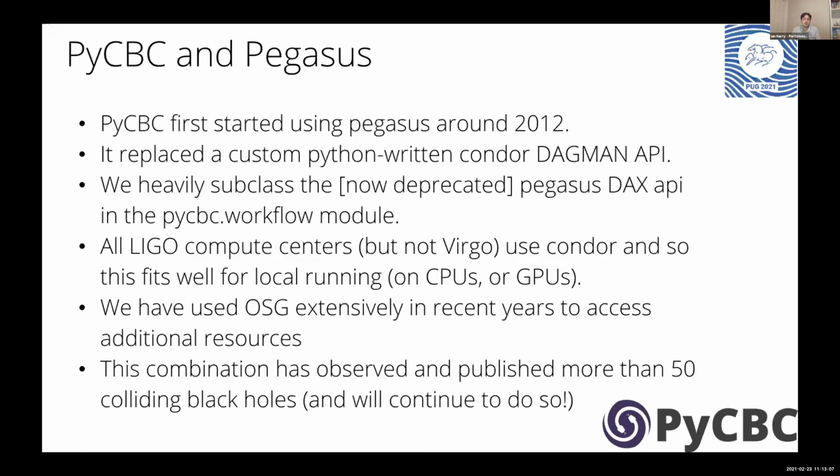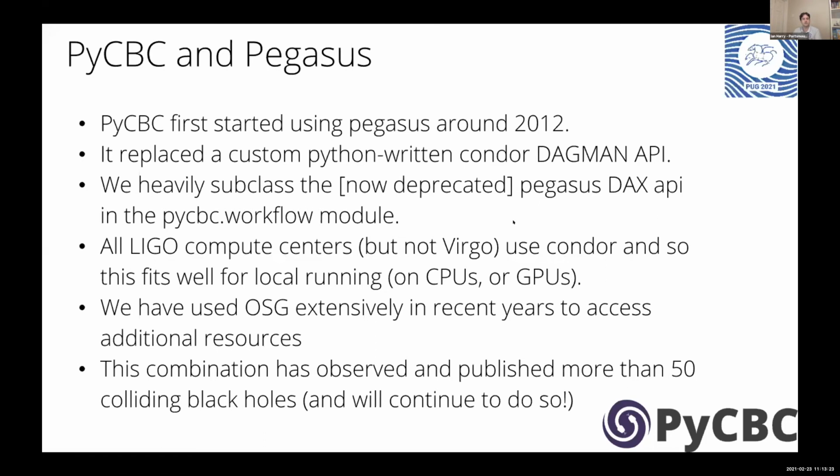But recently, there's been a strong shift towards OSG. We've used OSG extensively in recent years to access resources for doing this expensive match filtering step. And this combination has observed and published more than 50 colliding black holes and will continue to do so.